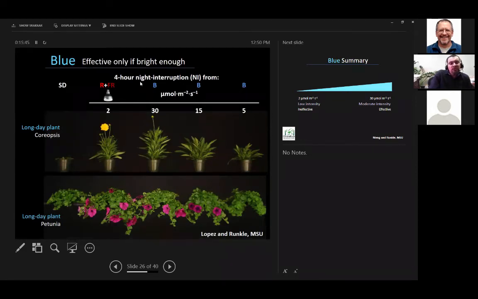Now, here we're looking at providing a 4-hour night interruption from blue light. Again, we were using LEDs, and we're providing much higher intensities than we would with a red and far red lamp. So here we're looking at intensities of 5, 15, or 30 micromoles of light. What we have found is that it's very species dependent, but for Coreopsis, 30 micromoles of blue light will trigger a flowering response. With Petunia, we found that 15 to 30 micromoles of light was effective.